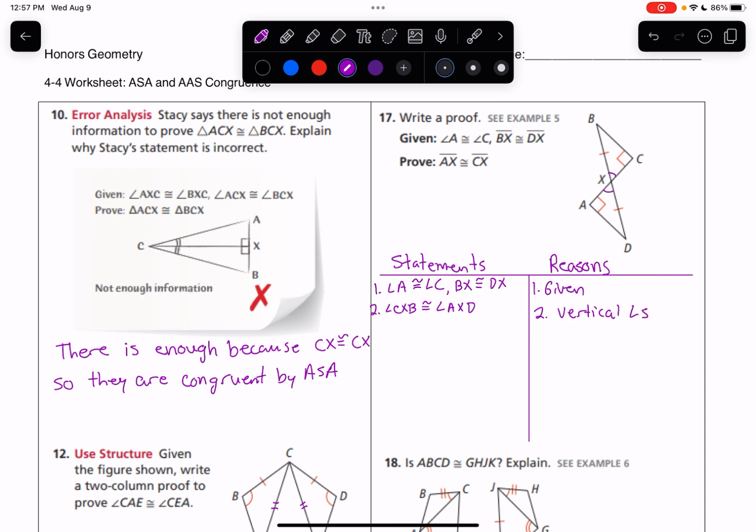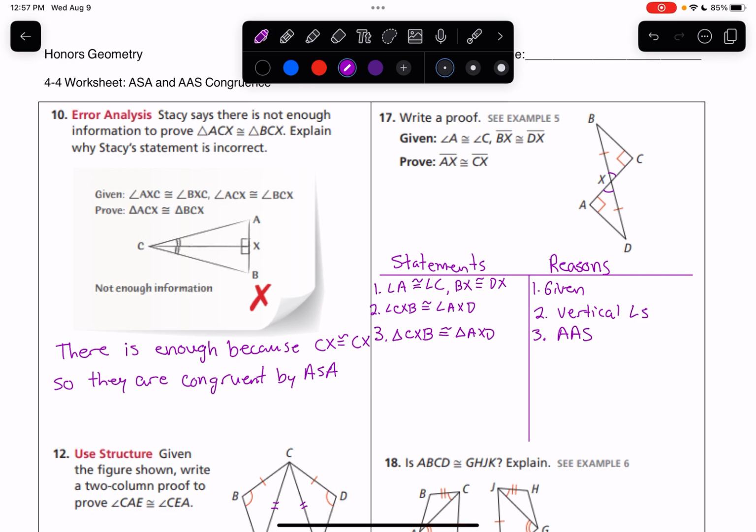Now when I look at my triangles, I have 3 pieces of information. I have an angle, and a not included side. So those 2 triangles are congruent by angle, angle, side. So let's see, that would be triangle CXB is congruent to triangle AXD by angle, angle, side congruence.